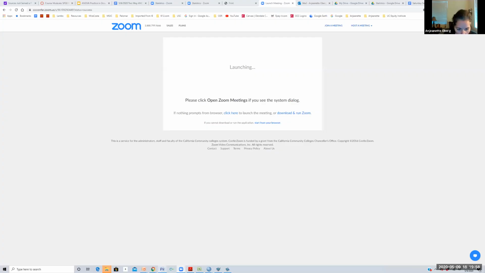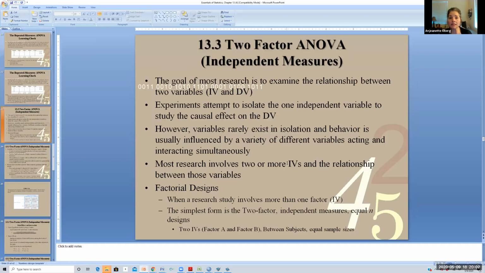Let me go ahead and share my screen and then I will open up that lecture. What we're going to focus on is actually part 2 of Chapter 13. Part 1 focused on repeated measures ANOVA and part 2 is going to focus on a two-way ANOVA. I'm going to leave it in this view instead of launching the presentation view because Zoom doesn't react well when it's in the presentation view. So I'm going to leave it here.